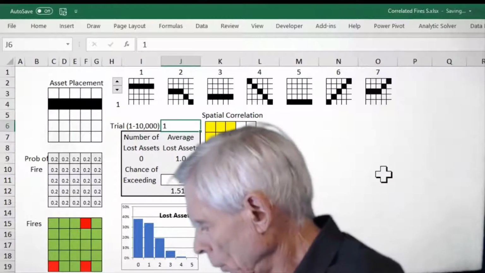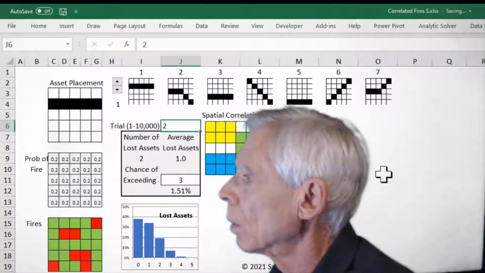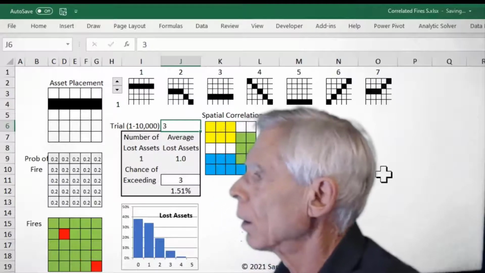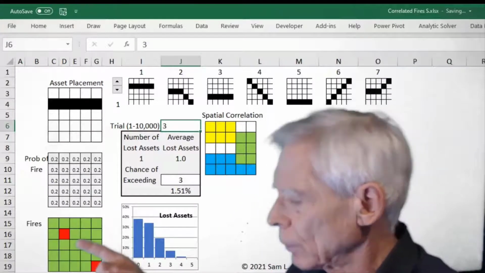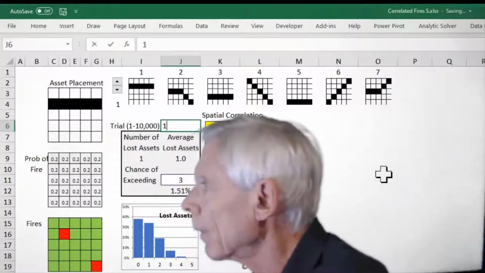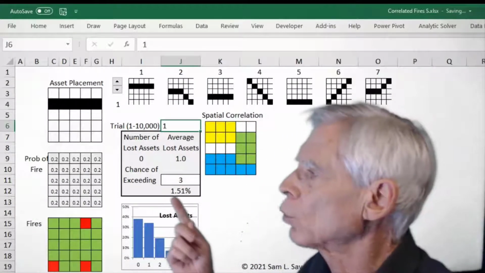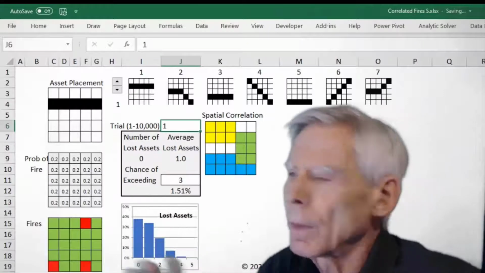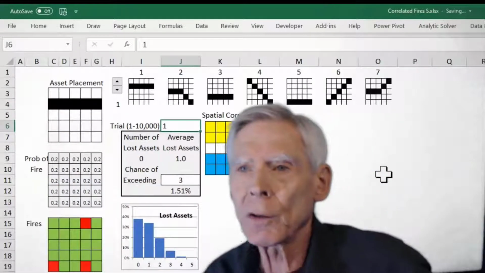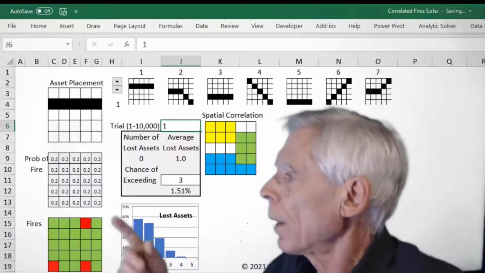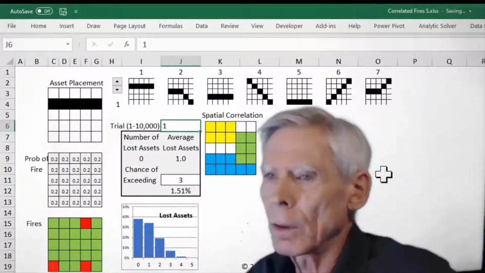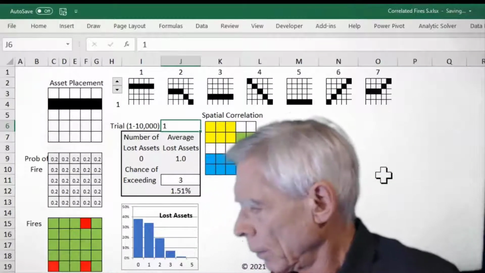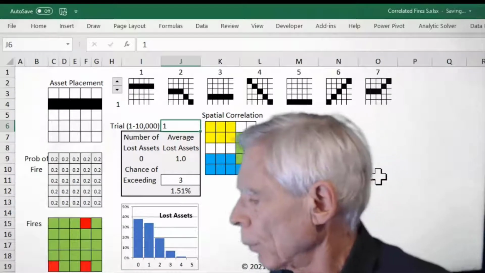So trial 2, trial 3. So with every trial, you can see I get a different set of fires down here, right? And then simulating over all those trials, I get a 1.5% chance every year. If I pick this configuration for my transmission line, I get a 1.5% chance of losing 3 or more towers and blacking out the city for a week.